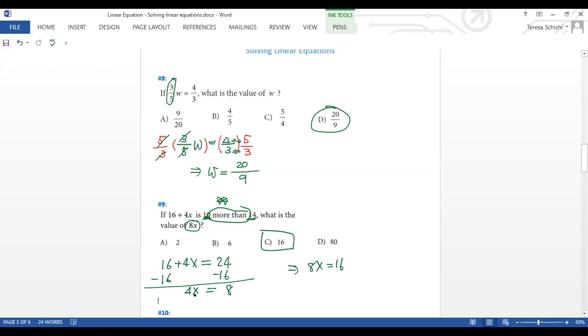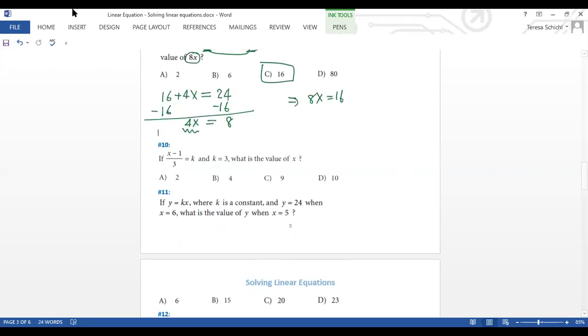So I don't have to divide by 4 to find x and then multiply by 8. Because you see, this is 8x, and this one gives me the 4x, so I can just get 8x equal to 16 here. All right? Okay.